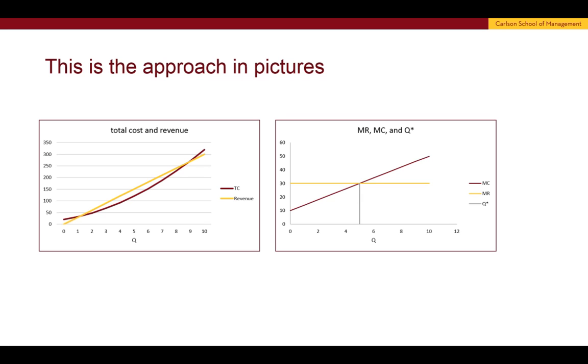Here's the problem summarized in pictures. On the left, we have total cost and total revenue. And on the right-hand side, we have the marginal revenue curve, which is the demand curve, and the marginal cost curve, and we see that they cross each other at a quantity of 5. I could also note that at a quantity of 5, if you look back at the total cost and total revenue curves, you can see that the vertical distance between revenue and cost is 30, 150 minus 120.